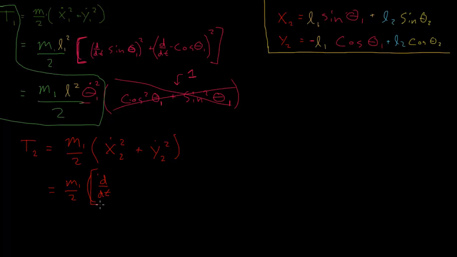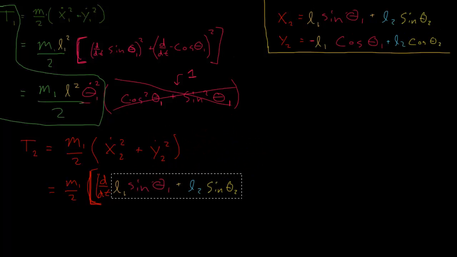So this is a big square bracket here. And I'm just doing this first x2 dot squared term. So this is the time derivative, so that's the dot. And then we'll do, so if we copy this, copy that here, right? And then all of this square, so we're taking the derivative of this whole thing and squaring it.